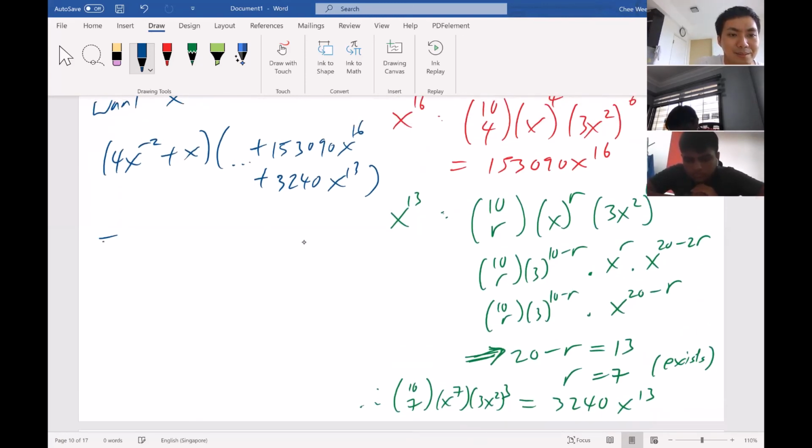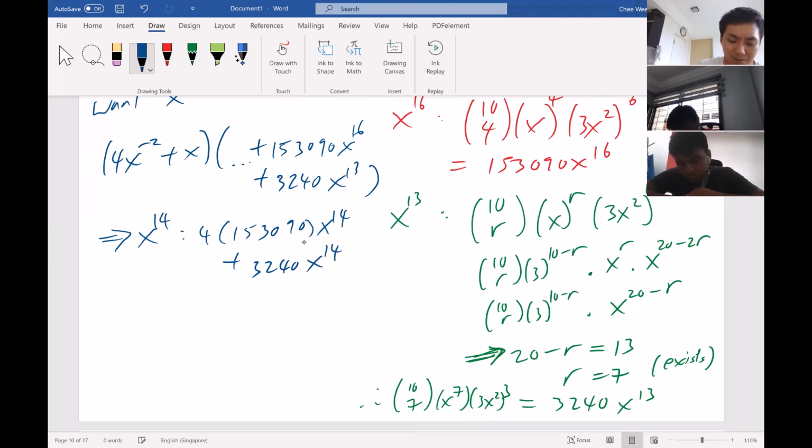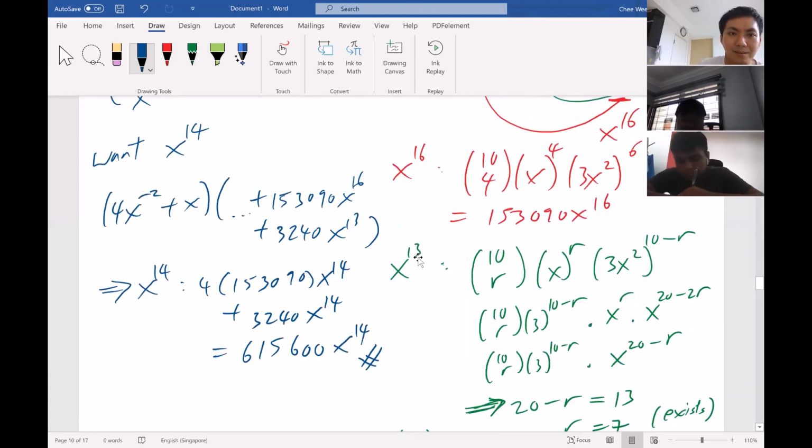So the final answer is, I'll just write an arrowhead. So the question asked me for x to the power of 14. So it's actually 153090 x to the power of 14 plus 3240 x to the power of 14 will do. Okay. Which is equal to 156330 x to the power of 14 then. Okay. Understand? Okay.